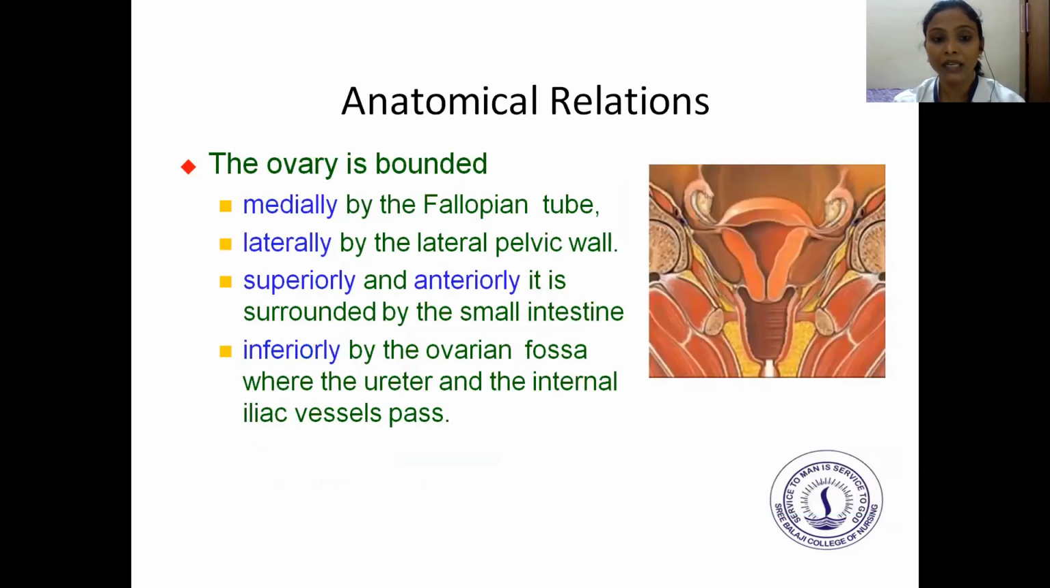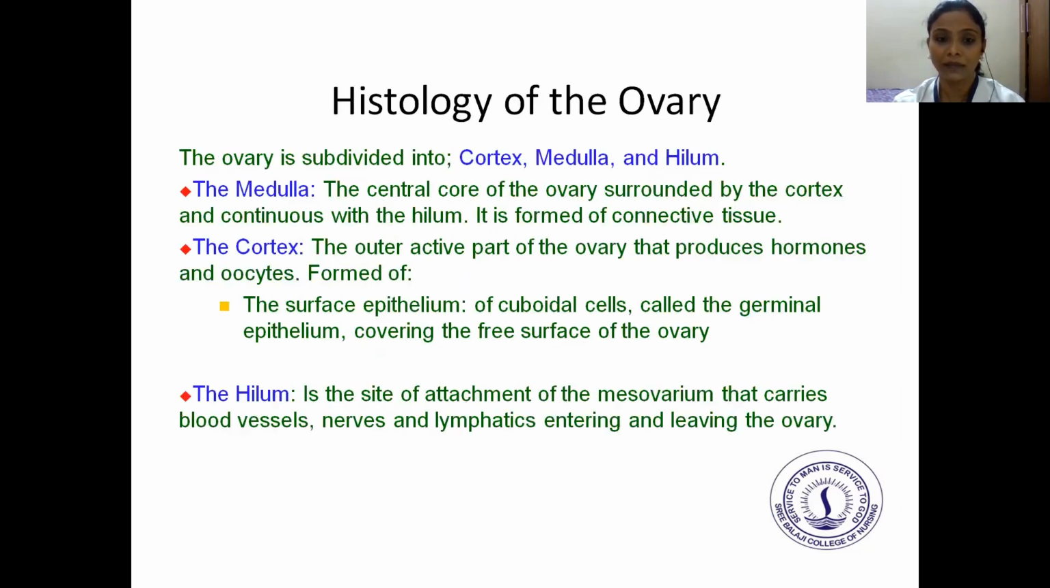Next is anatomical relation. The ovary is bounded medially by the fallopian tube, laterally by the lateral pelvic wall, superiorly and anteriorly surrounded by the small intestines, inferiorly by the ovarian fossa, where the ureter and the internal iliac vein pass.